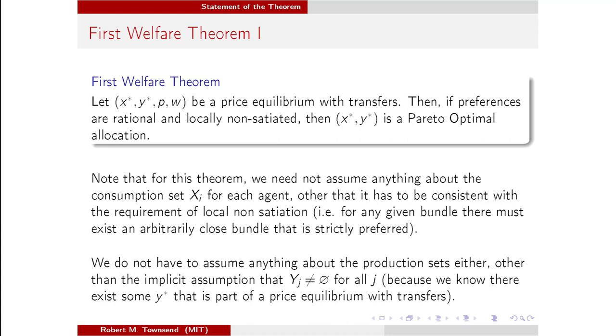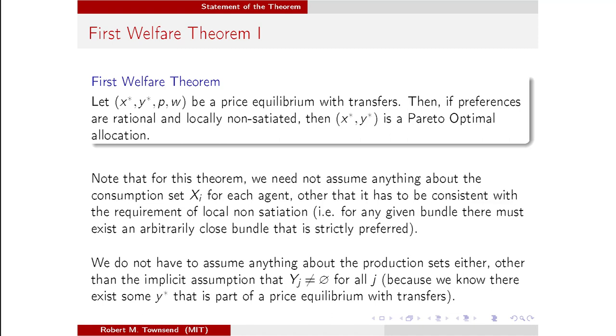Strikingly, you don't need much. All you need is essentially rational preferences and local non-satiation. And intuitively, the reason you need so little is that we're given a lot to begin with. We're given the existence of a competitive equilibrium with transfers. So we don't have to have all the assumptions that go with that, that ensure that equilibrium. That's kind of taken as a given in the statement of the problem.